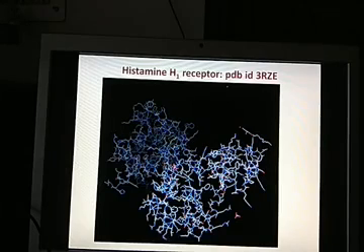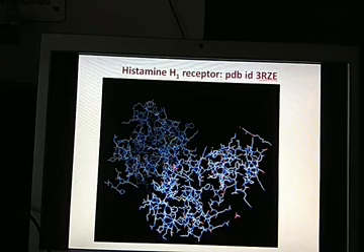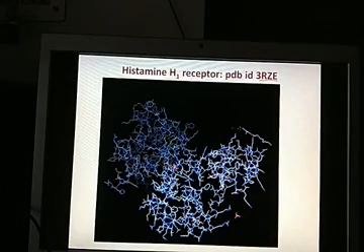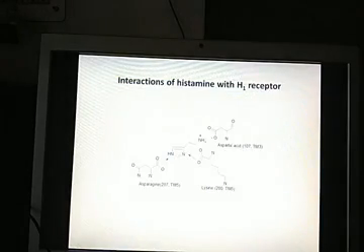Downloaded from the Protein Data Bank, PDB, with the ID of 3RZE. Now this is the code for this histamine receptor. If you see, out of this total portion of receptor there is an active site. Active site means the site within this histamine receptor wherein the histamine interacts with this receptor. This is called the active site.